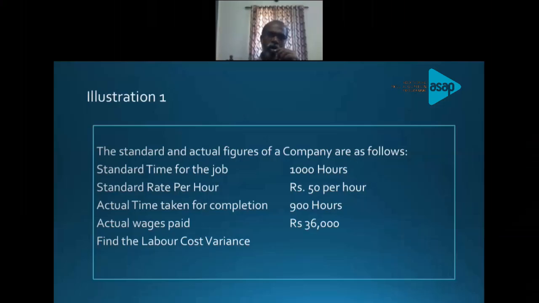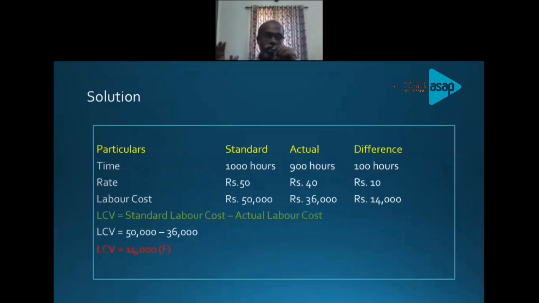I think you have completed writing this question. So moving on to the solution of this problem. See this table. The question is given again in another form. Standard time is 1000 hours and actual time is 900 hours. You see the difference? It is 100 hours. That is the difference between standard time and actual time.